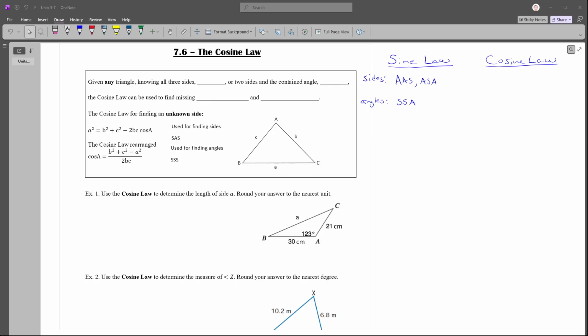All right, so here we go. This is the last core lesson of this unit. After this, it's just another lesson on word problems and applying all these things. So the last lesson is another law.